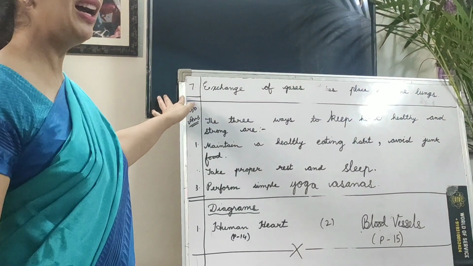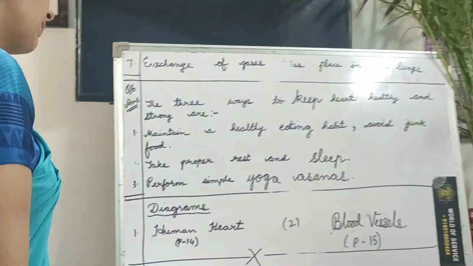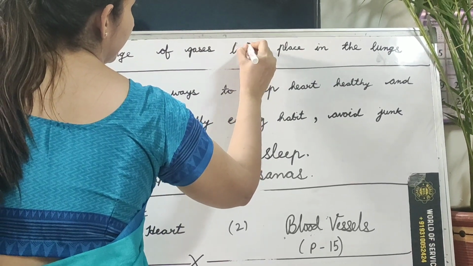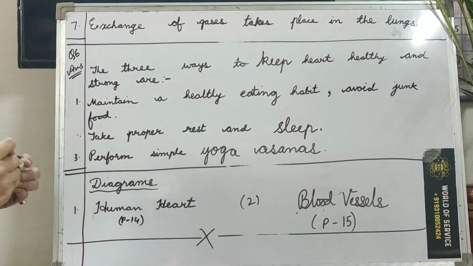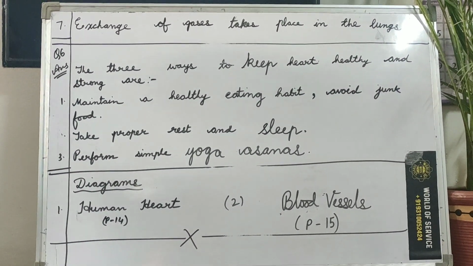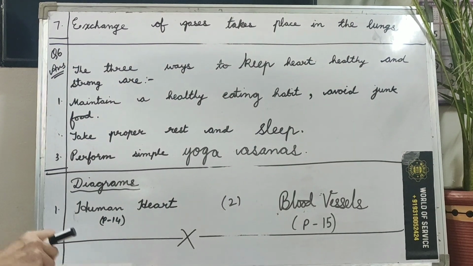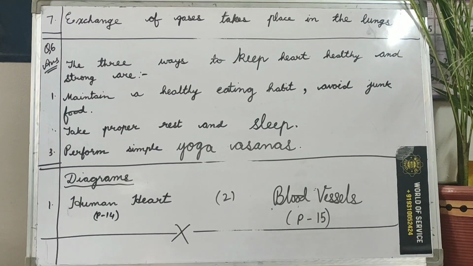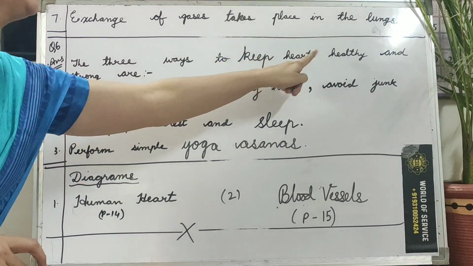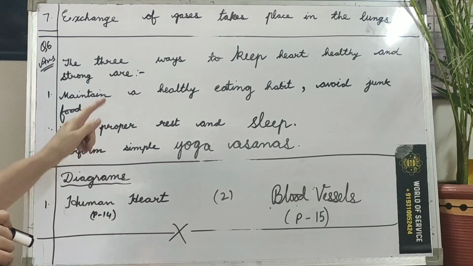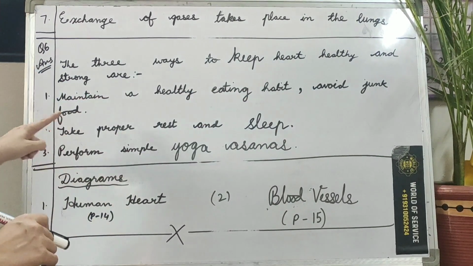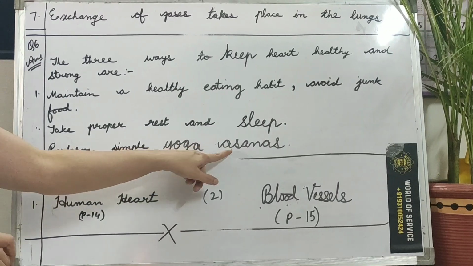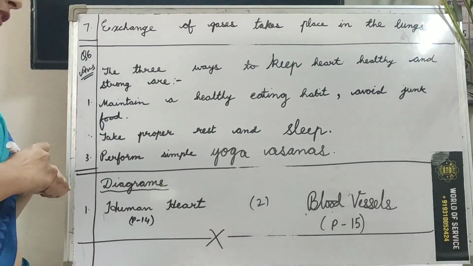Children, now the 7th part: exchange of gases takes place in the lungs. Now, we have completed question number 5. Okay, the last one: write 3 ways to keep a heart healthy and strong. So, the 3 ways to keep a heart healthy and strong are: maintain a healthy eating habit, avoid junk food, take proper rest and sleep, perform simple yoga asanas. Now children, here we complete this lesson.